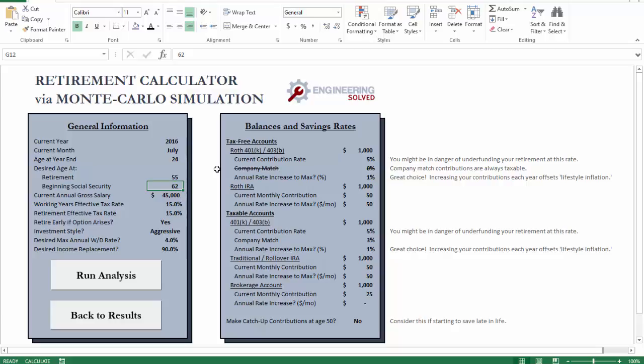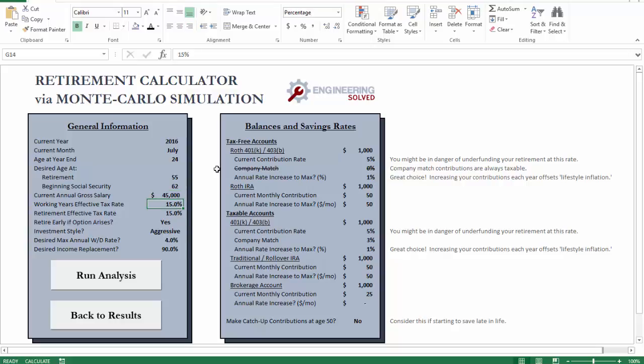Beginning Social Security: this factor is honestly meaningless to this tool. You could put whatever you want, you could delete it, you could put 0. There's really no basis. At some point in the future I may build this in as an additional feature, but it's not active at this stage. Okay, so you're 24, and your current gross salary is $45,000 a year.